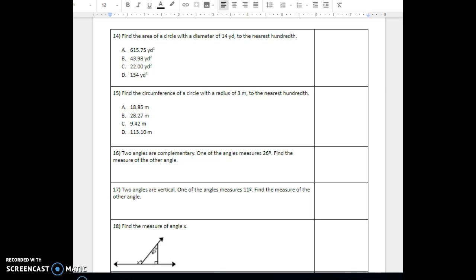Question 15. Find the circumference of a circle with a radius of 3 meters to the nearest hundredth. A. 18.85 meters. B. 28.27 meters. C. 9.42 meters. D. 113.10 meters.